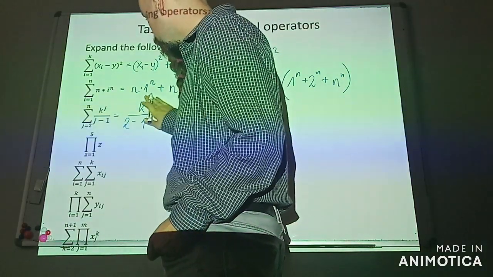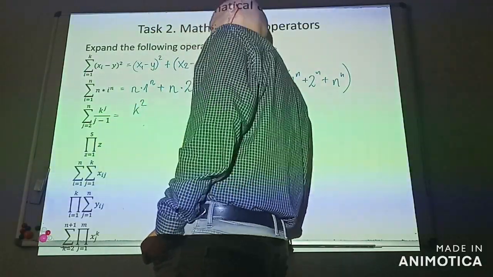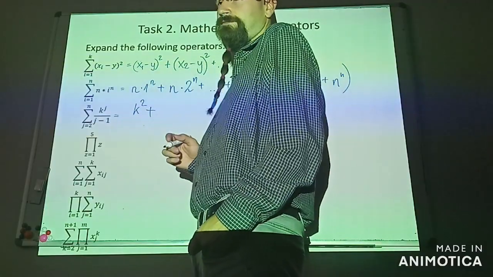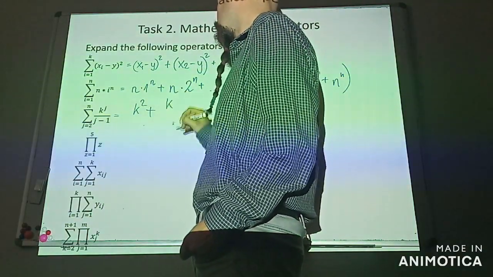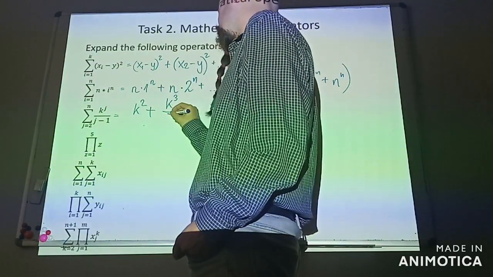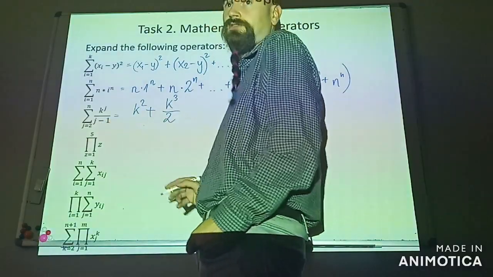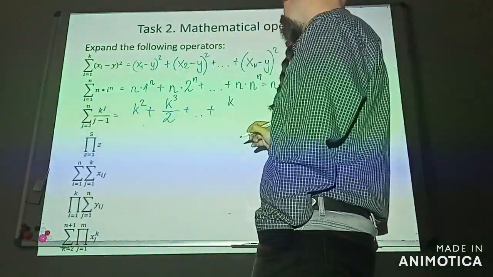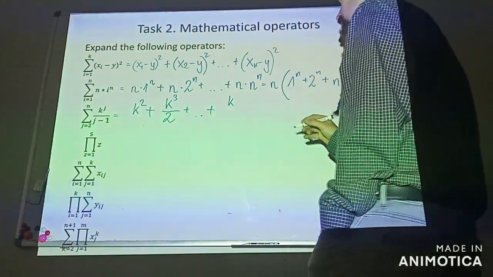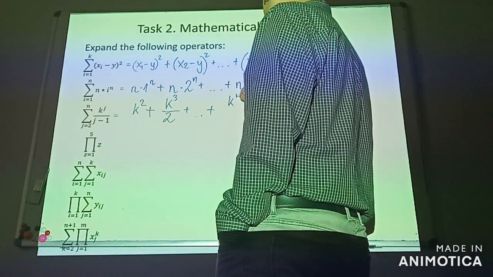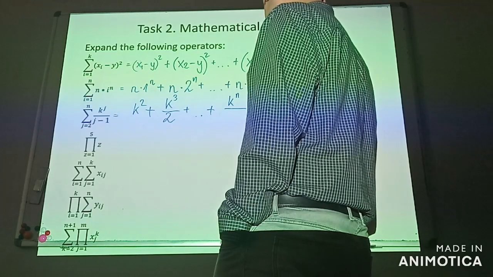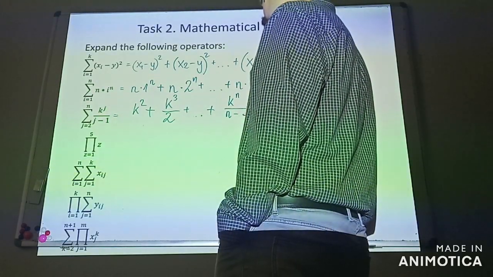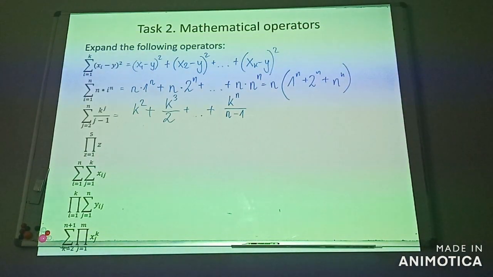Yeah, so generally we have here k squared plus. In the next step, next number after 2 is 3. So here we have the cube of k divided by 2. 3 minus 1 is 2. And so on up to n. Yeah, so the last element consequently is k to the nth power divided by n minus 1. And okay, we can leave this example.